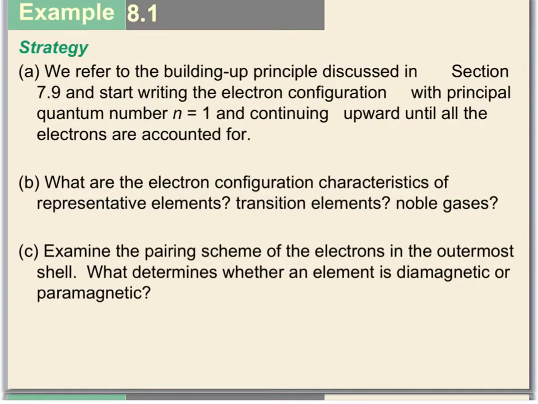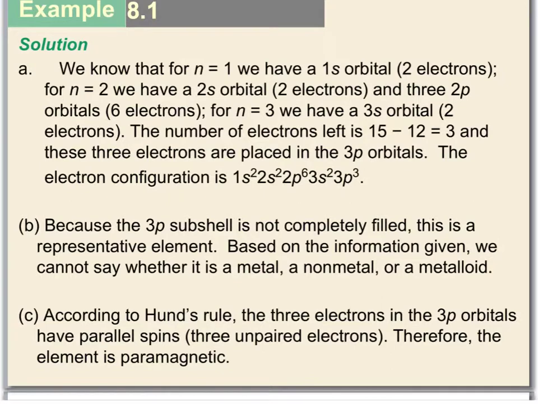Since we know that the element has 15 electrons, if we start with the Aufbau principle and build up the number of electrons, we'll be able to determine the electron configuration. From that electron configuration, we can see what are characteristics of that electron configuration. For example, if it ends in the main group or if it ends in the transition group. We can also take a look at the electron pairing in the outer shell in order to determine its magnetic properties. So using the Aufbau diagram, we see that the electron configuration is 1s2, 2s2, 2p6, 3s2, and 3p3.